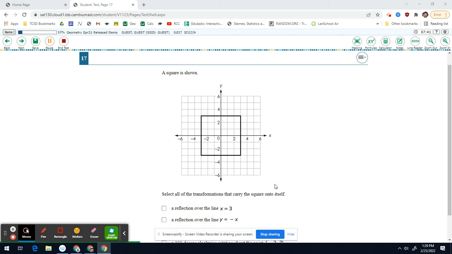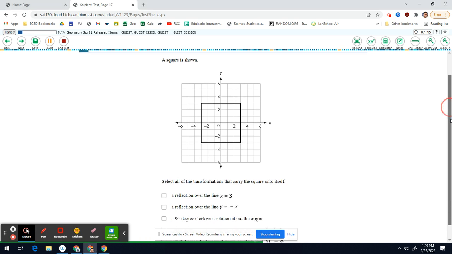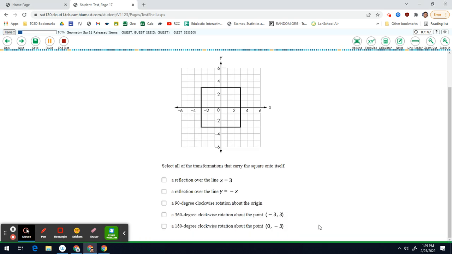Geometry OST, Spring 2021, number 17. A square is shown. I'm going to scroll down. It asks, select all the transformations that can carry the square onto itself, right? So this is a symmetry question.